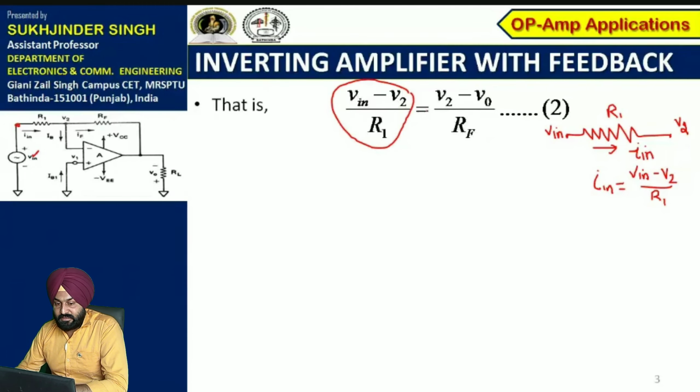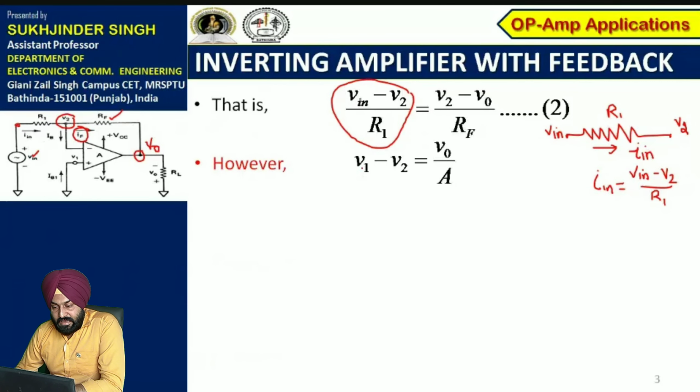Similarly, we can write the expression for IF. How can we write it in the case of IF? Here the potential is V2, on the other terminal the potential is V0, so we can write (V2 minus V0) divided by RF.